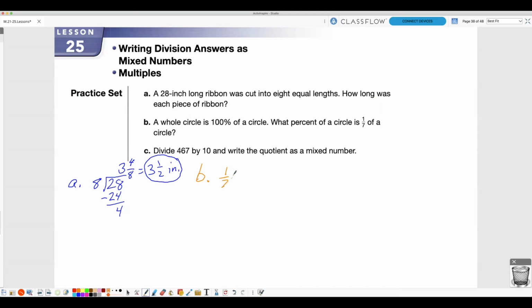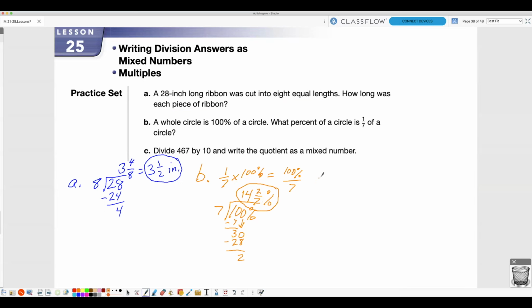So 1/7 times 100% would just mean 100% divided by 7. So that's what I'm going to do. 7 will go into 10 once. Subtract it. I get 3. Bring down the 0. 30 divided by 7 will be 4. I'd get 28. Subtract it. 2 would be my remainder, but instead of remainders, it's going to be a numerator. And this will be the denominator. And then I need to label it.